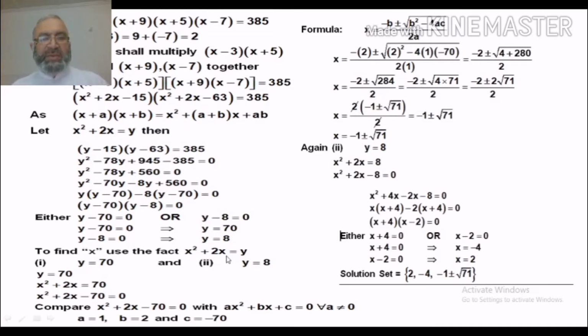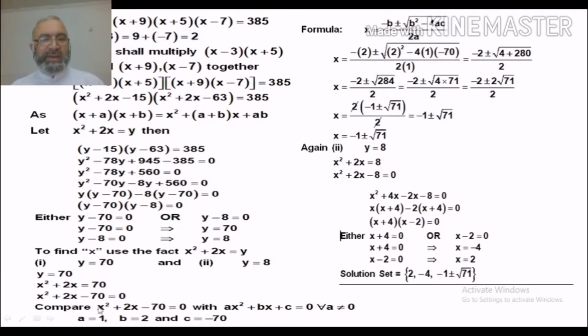So x square plus 2x is equal to y, meaning x square plus 2x is equal to 70 and next 8, because y is 70 and the second value of y is 8. So by putting y equal to 70, we get x square plus 2x is equal to 70. Transforming 70 to the left hand side, we get x square plus 2x minus 70 equal to 0.